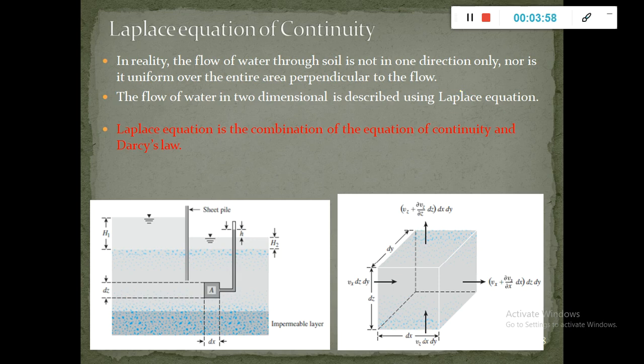So we have one formula, the Laplace equation of continuity. In reality, the flow of water through soil is not in one direction. The Laplace equation says that the flow of water through the soil is not one-dimensional, nor is it uniform over the entire area perpendicular to the flow. But in the Laplace equation they assume that the flow of water is two-dimensional, and it is described using Laplace equations, right? The Laplace equation is a combination of the equation of continuity and Darcy's law. So by combining Darcy's law and the continuity equation, the Laplace equation is formed.